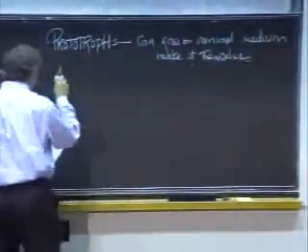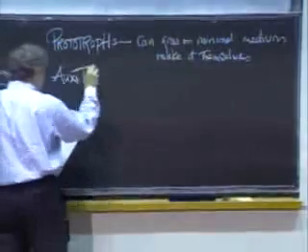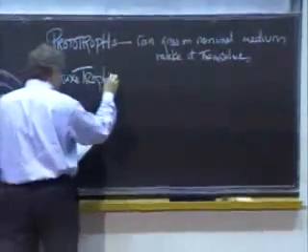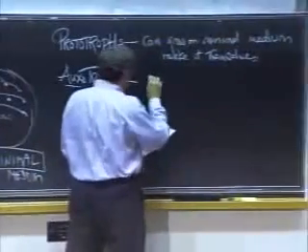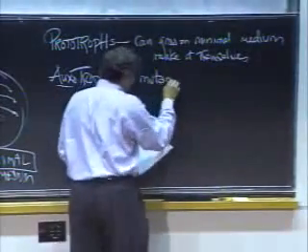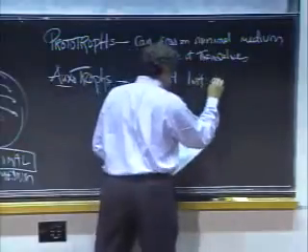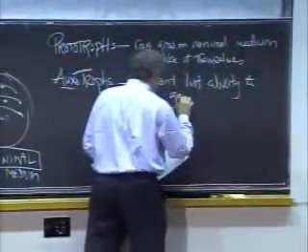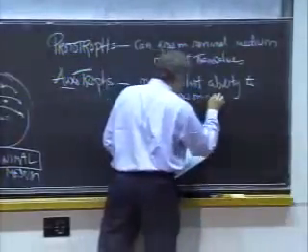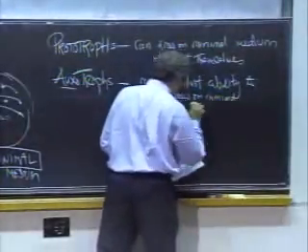Yeasts that cannot grow by themselves, that need help, that need a supplement, are called auxotrophs. Auxo obviously meaning help. So it's a mutant that has lost the ability to grow on minimal medium, and that it needs a supplement of some kind.